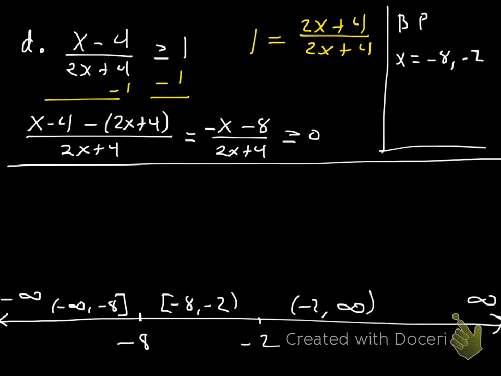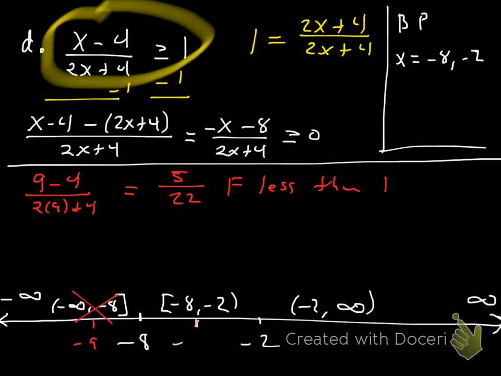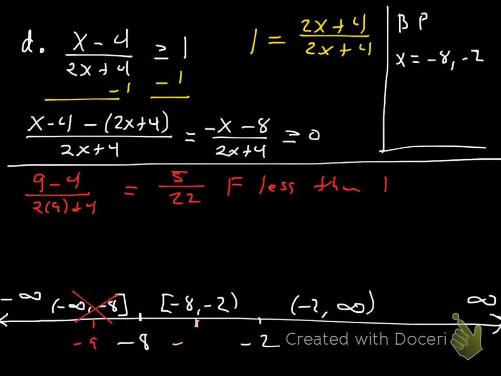Okay, now it's the same process as before. We're going to pick our test points, and we're looking for positive or negative. I'm sorry, a little bit different. If I'm testing in the original, it needs to be greater than 1. The original said greater than 1. So if we plug in that first one, we get 5 over 22, and 5 over 22 is not bigger than 1. So we're looking for larger than 1. Sorry about that.